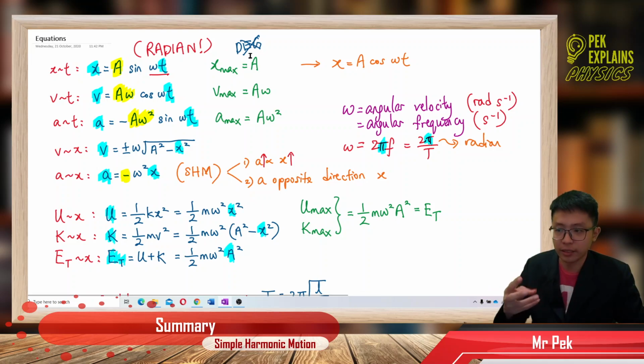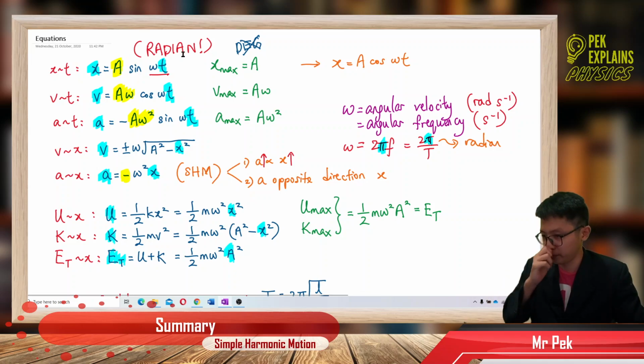You must change your calculator to radian. If you use degrees, you get the wrong answer. So make sure you change your calculator to radian before you even start the chapter, because we are using omega, which has pi, which is radian.